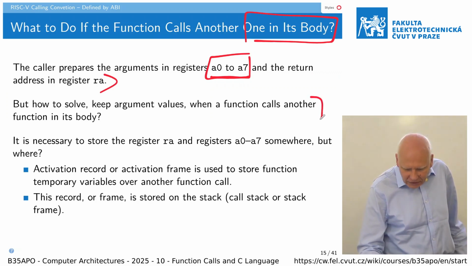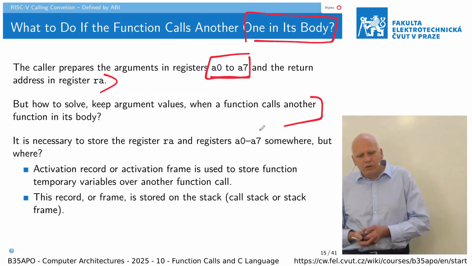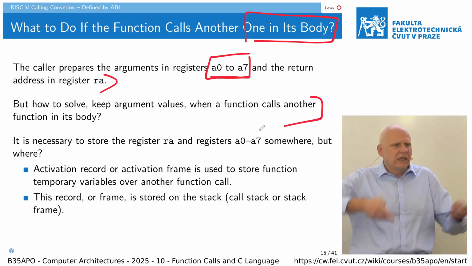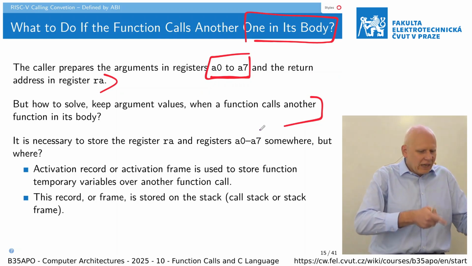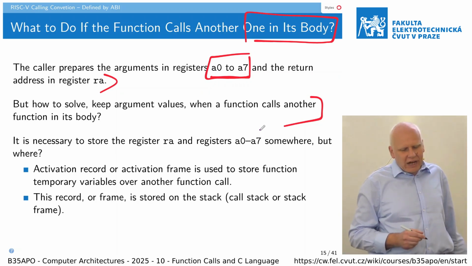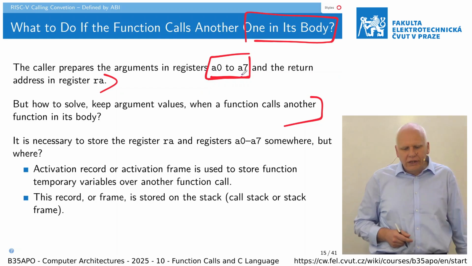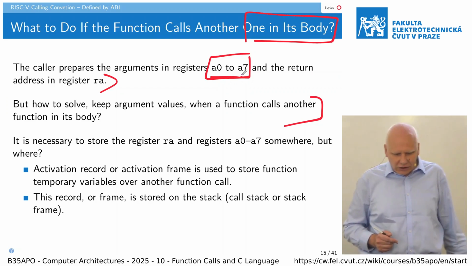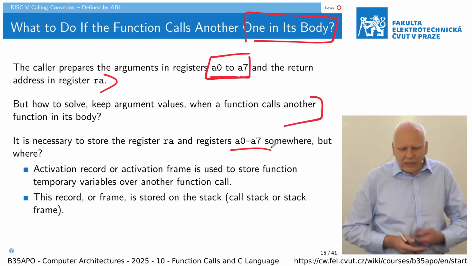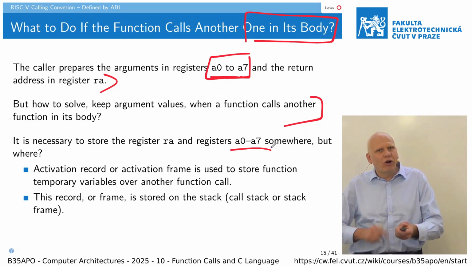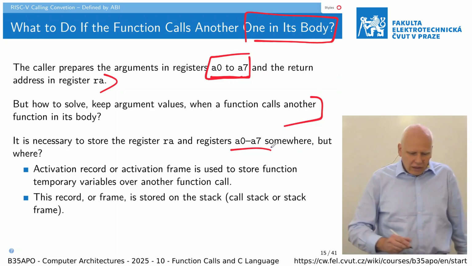But how can we keep the arguments over the call of another function? Another function has its arguments, our function has its arguments, and if we modify them to call the function, and the function has a right to rewrite those argument registers, then we lose our arguments and cannot compute with them after the other function is called. So we need to store somewhere those arguments which would be overwritten by the calling of the other function.